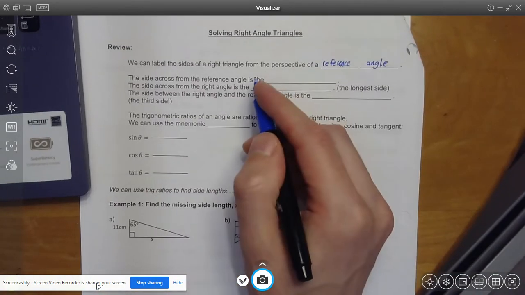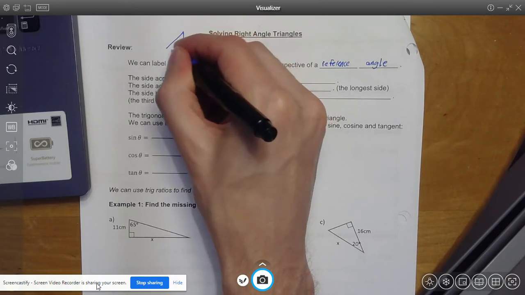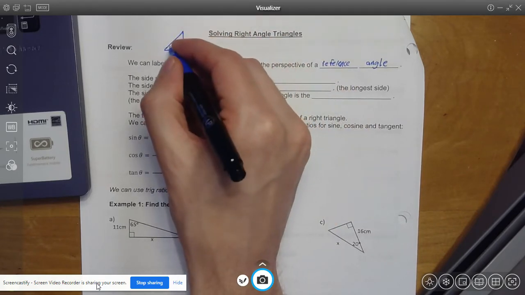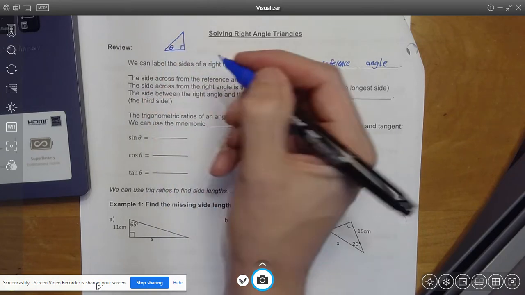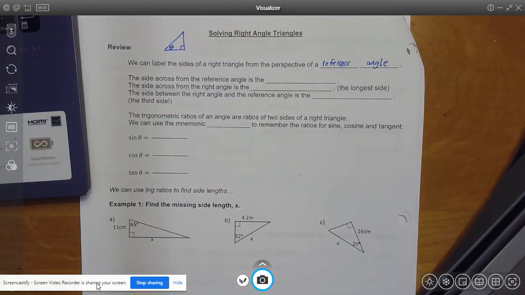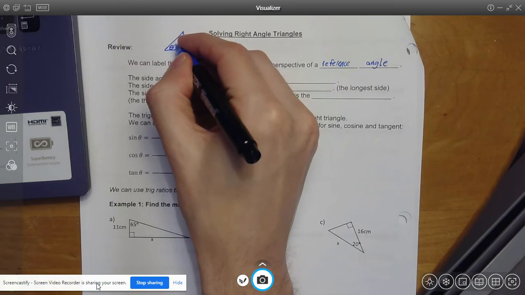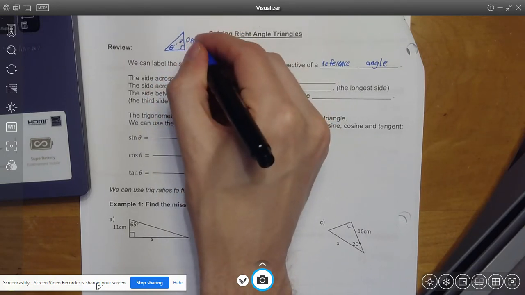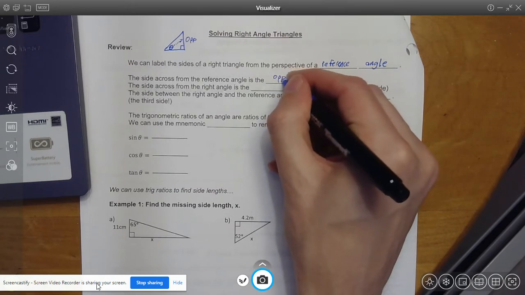So the way we label these, for example, here's a right triangle. The reference angle is kind of my perspective. Where am I standing? We often call that theta. It's a capital Greek letter, theta. The side across from the reference angle. So if I look directly across from theta to the side, we call that side the opposite.